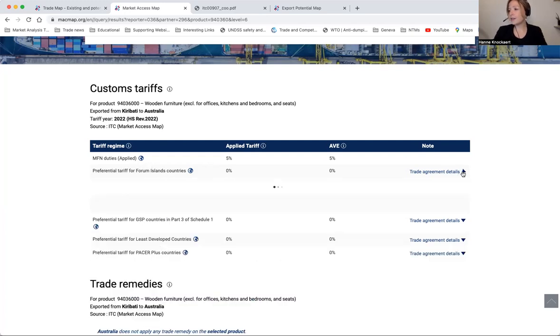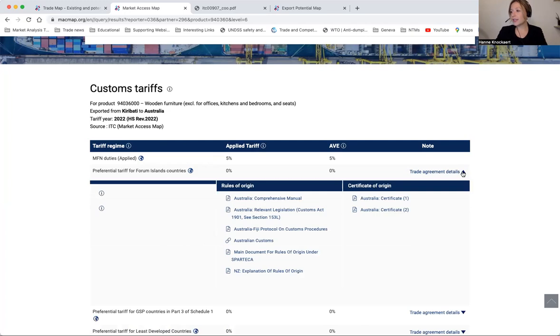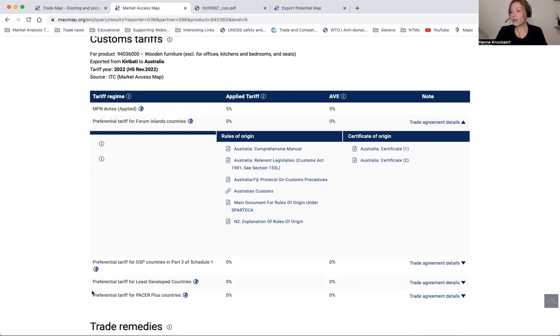So I want to understand what this means. So I click this open. And we can see that there is a little bug there. The information is not coming up. Okay, but I can see that this is a preferential tariff that Australia is giving to a lot of its neighbors as well, Fiji, New Zealand. So here is the information on that.